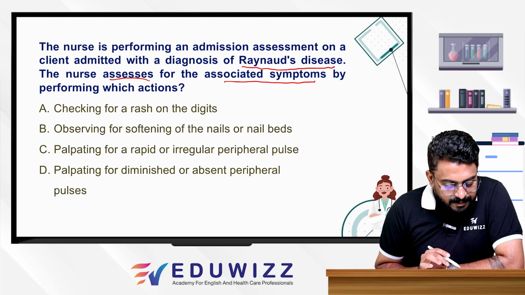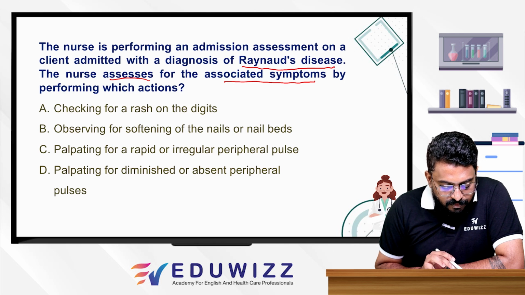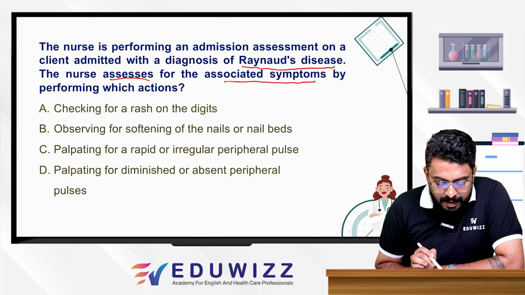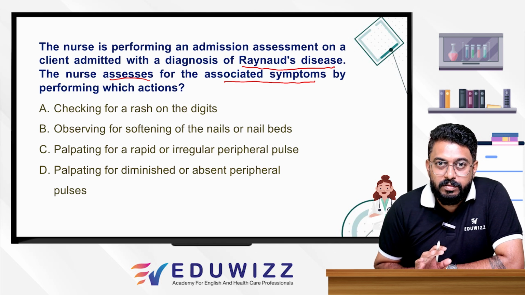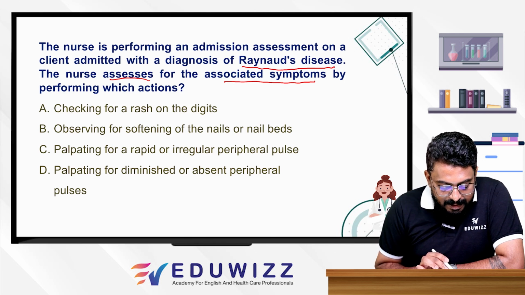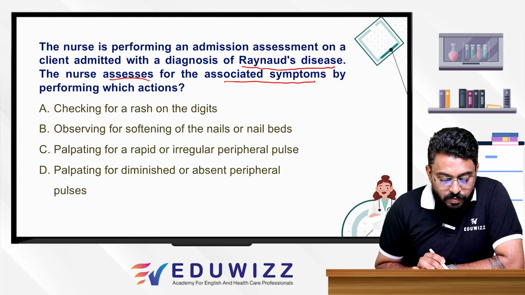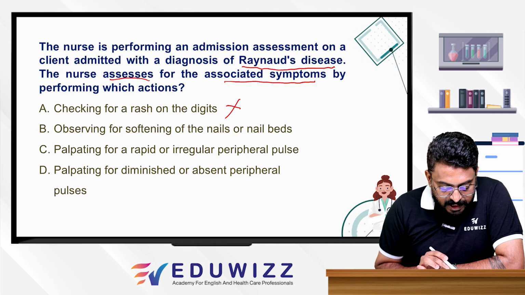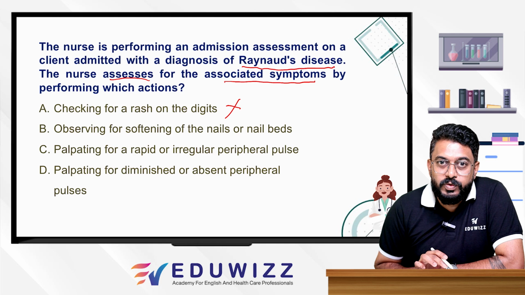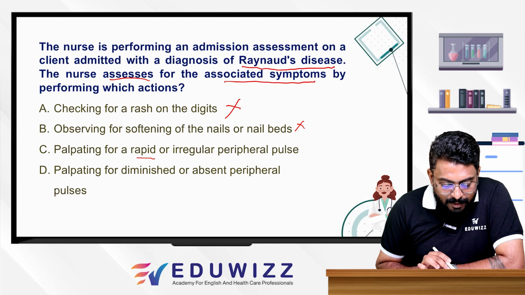Now let's go to the options. Checking for a rash on the digits, observing for softening of nails or nail beds, palpating for rapid or irregular peripheral pulse, palpating for diminished or absent peripheral pulses. Hope you should have known the answer by now. But checking for a rash on the digits, we didn't mention anything about a rash. What we mentioned is pallor and cyanosis. So option A is wrong. Observing for softening of the nails or nail beds, we also didn't discuss this symptom. And now palpating for a rapid irregular peripheral pulse.